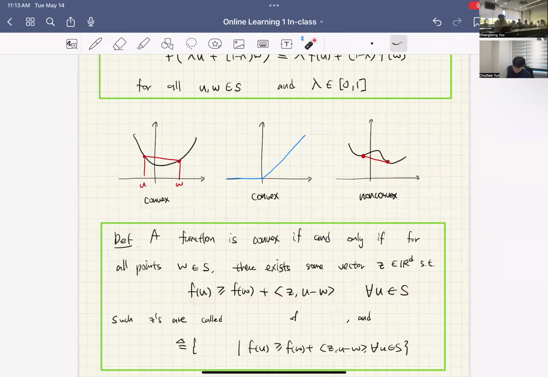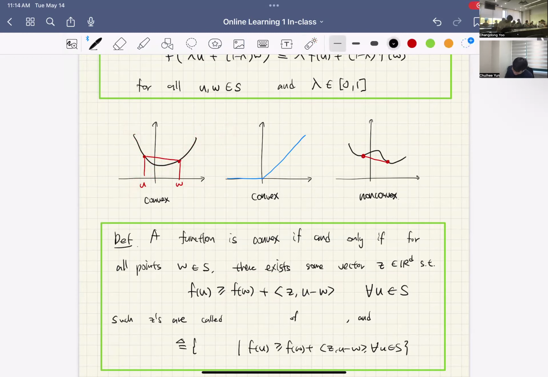What this actually says is, if you choose any reference point w, there's a way of linearly approximating the function f, so that this linear approximation gives a global lower bound for the entire function. For example, if you choose w like this, and choose the vector, which in this case is a single scalar, let's say z is the slope of the function. Then if you draw the graph of the right-hand side, it becomes a linear approximation around the point w, which gives us a global lower bound of the entire convex function.